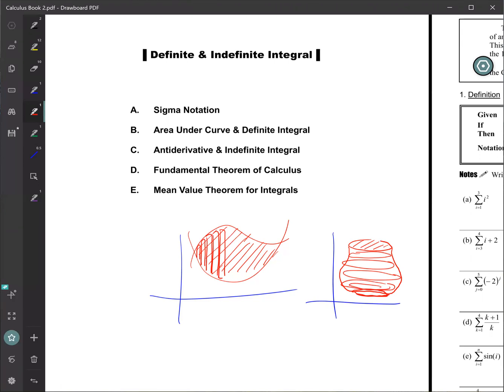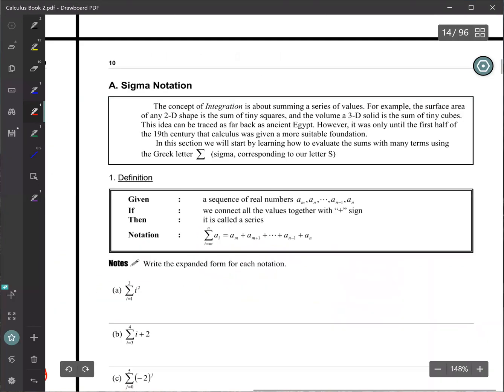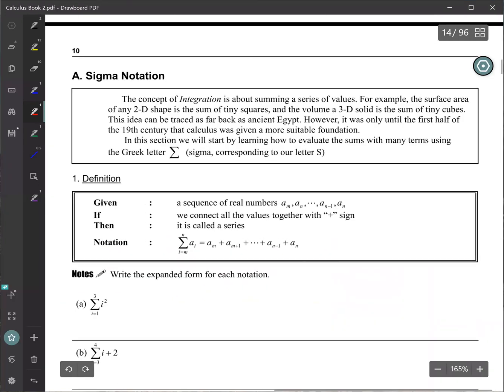And that's our ultimate goal, to try to solve this kind of problem, and that's how they can be applied. Since it has to do with adding up a lot, we need to know something called sigma notation. So this basically summarizes what I just said.